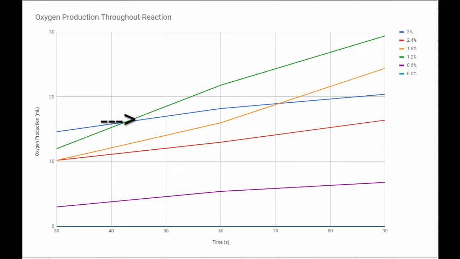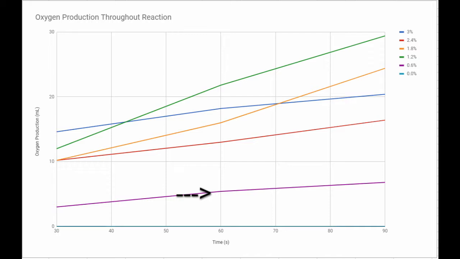The highest concentration starts off by producing the most oxygen, but then the reaction greatly slows, so that there's not as much oxygen produced after the first 30 seconds. The concentration that created the most oxygen was 1.2%. Although it started off producing less oxygen, the reaction did not drop in speed as much, allowing it to create more oxygen between 30 and 90 seconds. After the 1.2%, the next lower concentration, 0.6%, greatly drops in oxygen production. This shows that there was not enough substrate for the reaction. The 0% produced no oxygen since there is no substrate present.